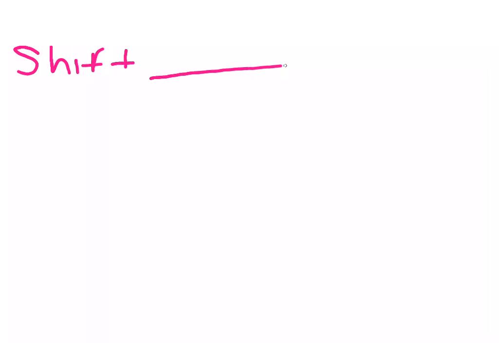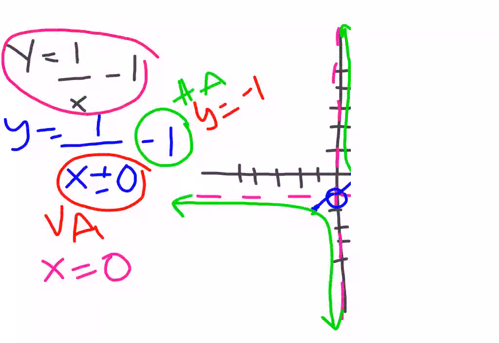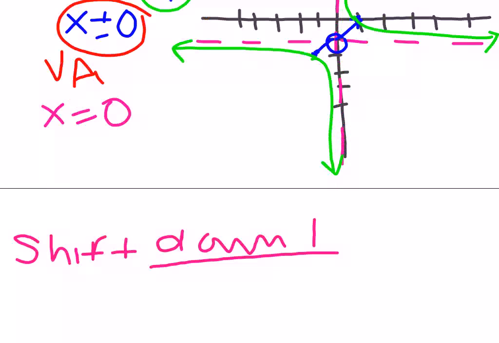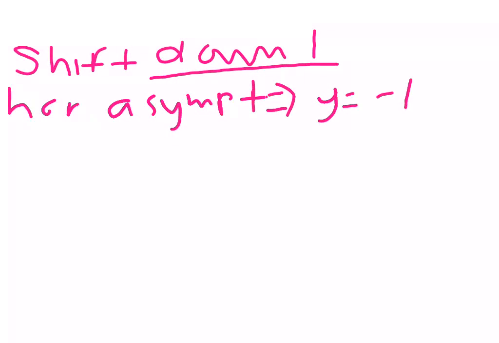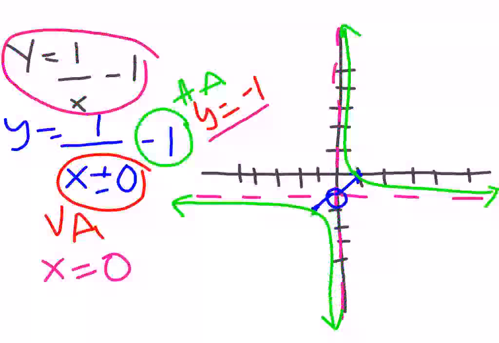What's my shift? And that is down 1. What's my horizontal asymptote? Let's look at this. We already figured that out. Which line is moving to the left and right? Which line is horizontal? And that's the line y equals -1, which we said right there. So my horizontal asymptote equals the line y equals -1.